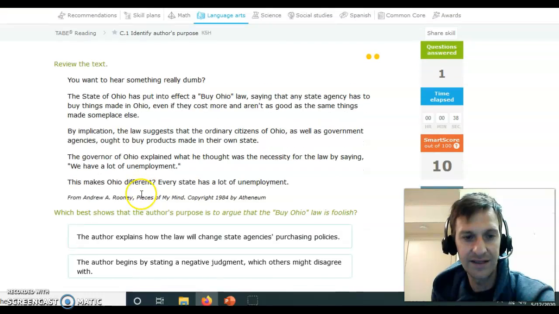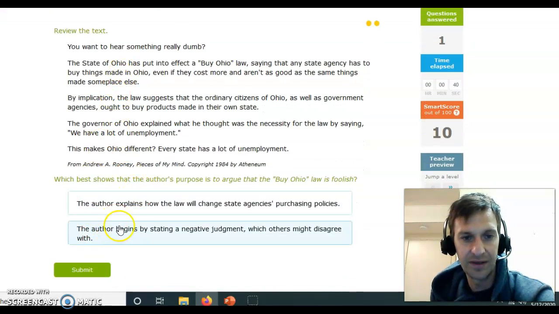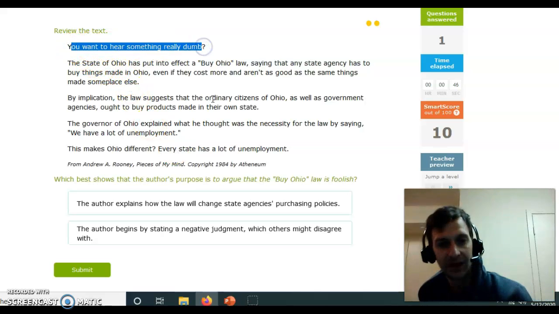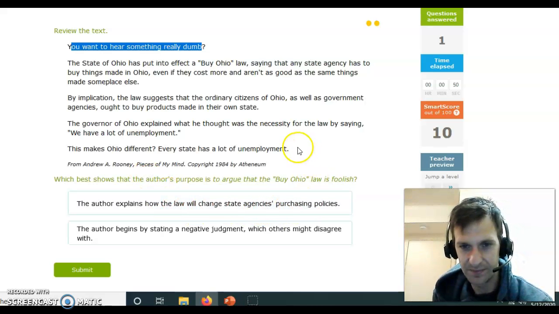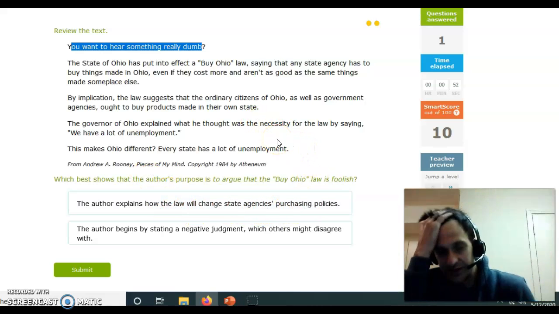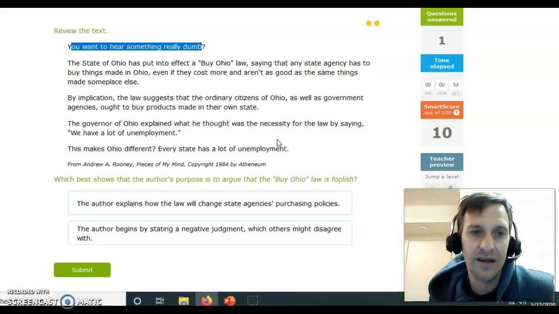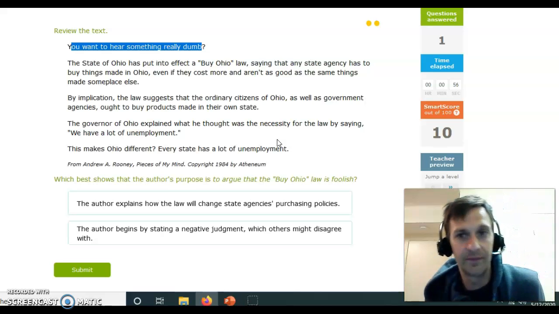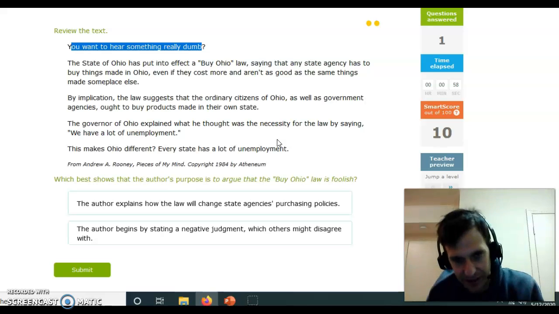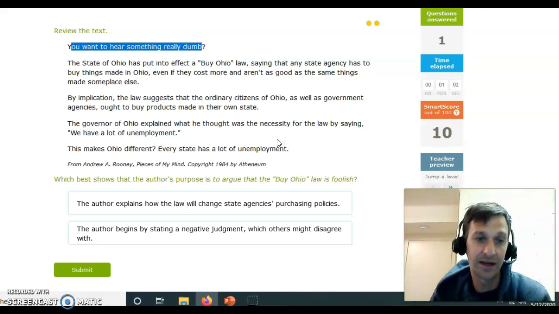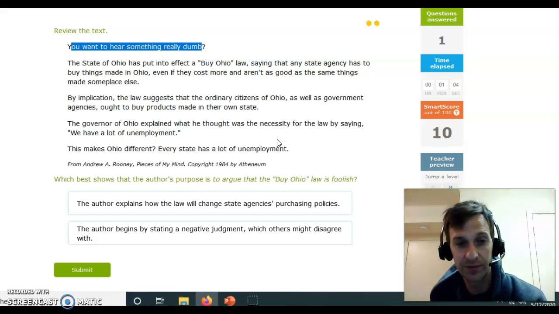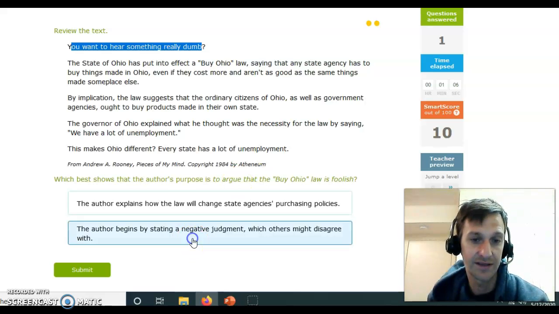Okay? And how does he do that? He begins by stating a negative judgment which others might disagree with. Negative, right? Or the other example is he explains how the law will change purchasing policies. Now, the first thing he does is he gets you thinking. Alright, so when you go through this, think about persuasion. Remember PIE, persuade, inform, entertain, explain, and describe. Remember the five author's purposes. You need to know these for your TABE test.